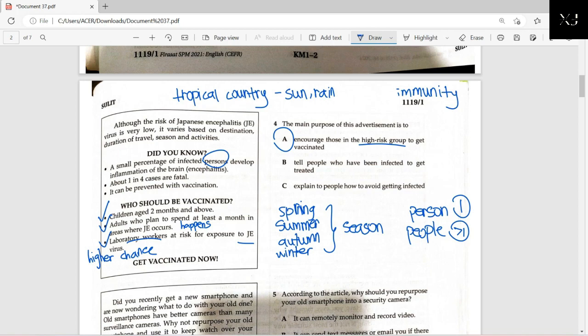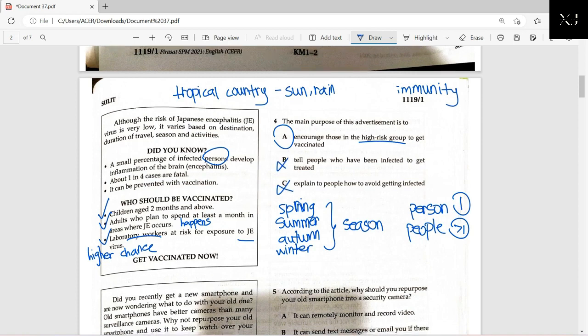C, explain to people how to avoid getting infected. Did it? No, it did not. Okay, it just gave like facts about this JE disease. It didn't explain to people like, oh, okay, so what are a few examples on how you can avoid getting infected? For example, I'm not talking about this JE disease, the latest virus that we have around the globe. Okay, we had to put on face masks, we have to use sanitizer, social distancing, these things. Okay, so B and C are not the answers.